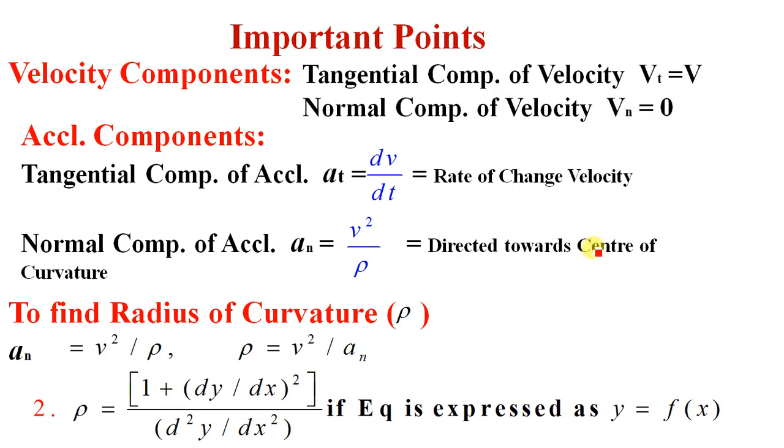So these are some important points. The tangential component of velocity, Vt, is equal to V itself. Why? Because the normal component of velocity is always 0. The acceleration component at is dv by dt, that is the rate of change of velocity with respect to time, and it is always tangential to the path, so that can be found out by using the rectangular coordinate system. Or you have the equations of rectilinear motion, from that we can find out the at.